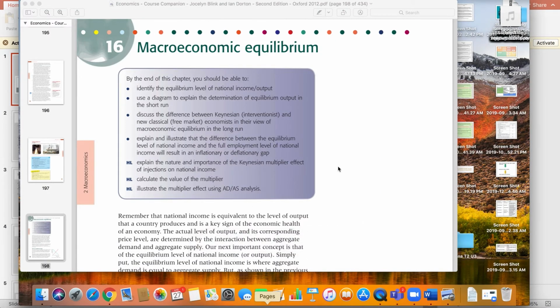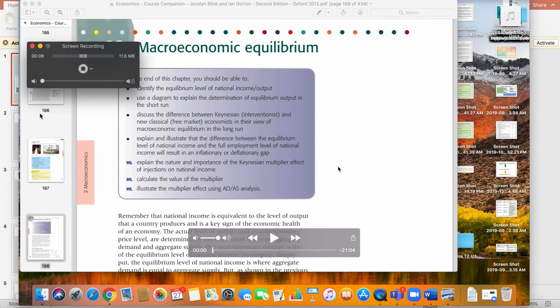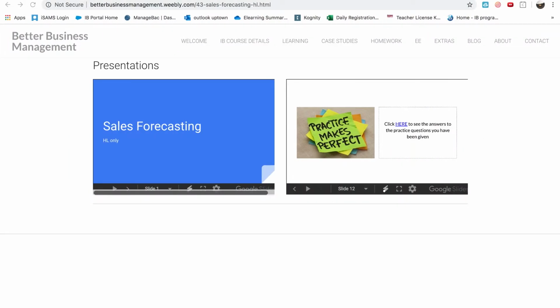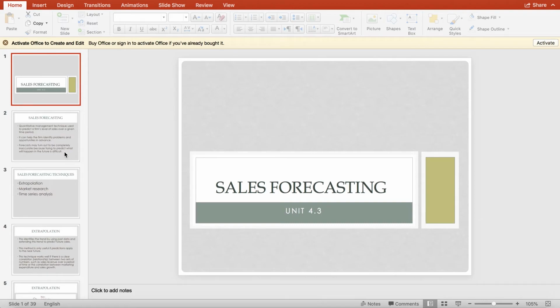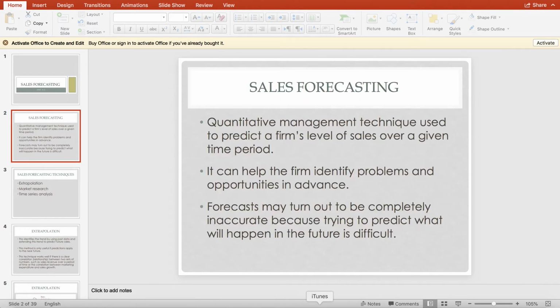This is 4.3 sales forecasting. What we are going to do today is look at a couple of slides for sales forecasting. One of them is going to be more of a theory-based slide. The other one is going to actually go through the calculations. I'll try and move as quick as possible.